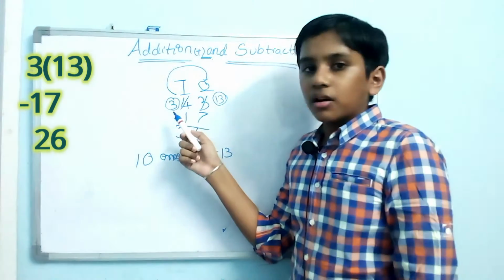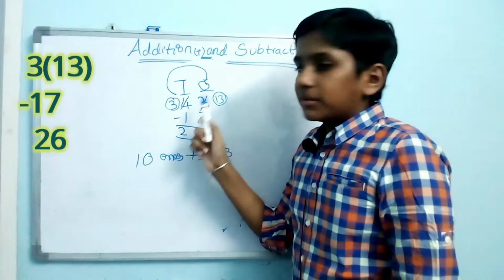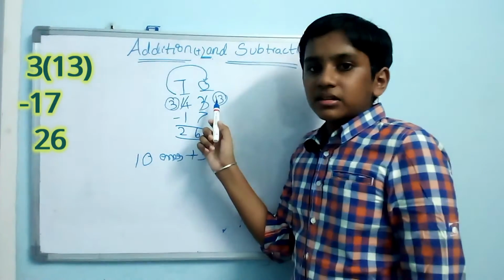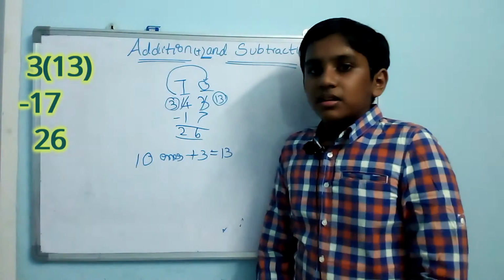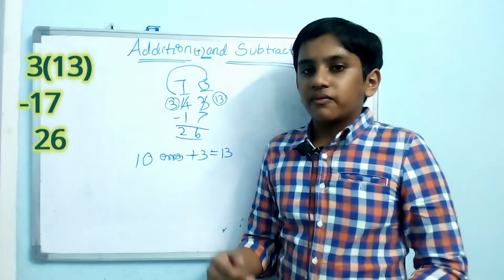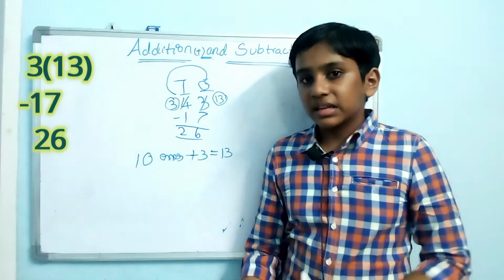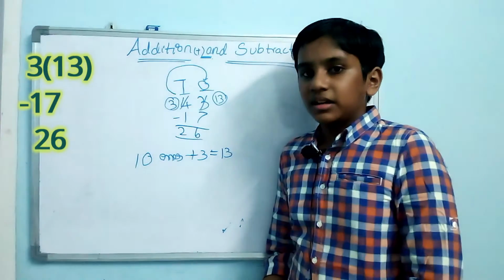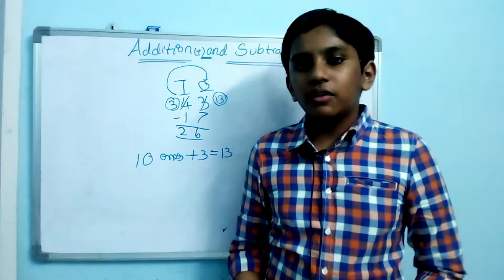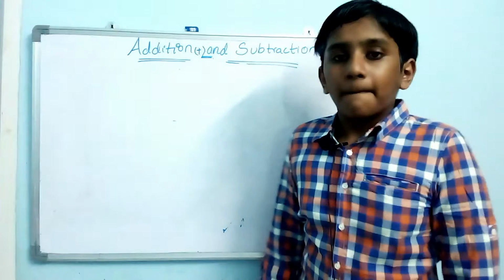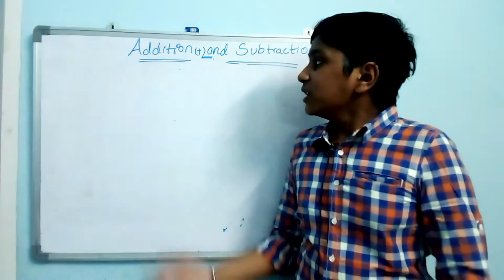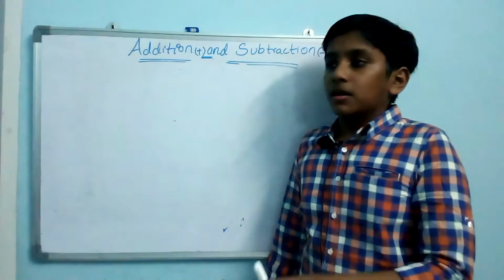Here we have borrowed 1/10 from the tens column to the ones column because we cannot subtract 7 from 3. But we can subtract 7 from 13. Now let us solve one more problem. My friends, now let's solve another problem.